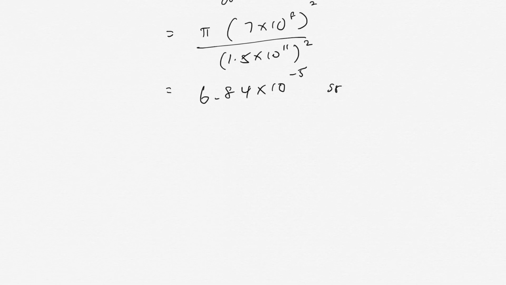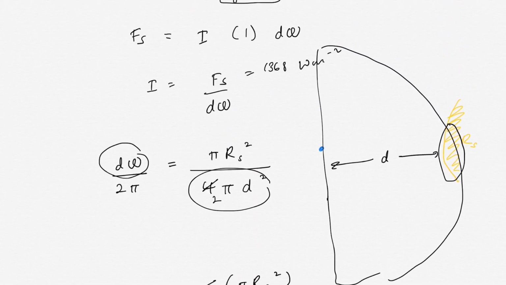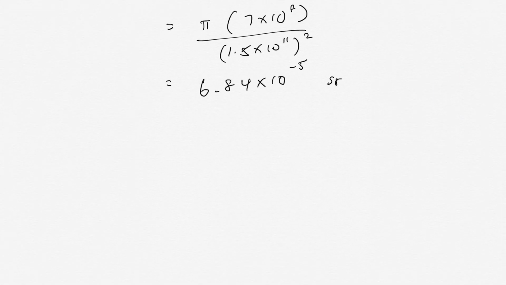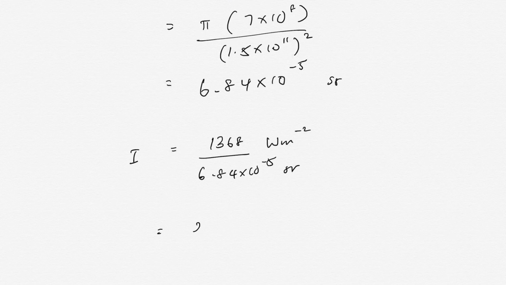Now we just substitute this value back into the above equation, this one, and we get 1368, which is in watts per meter square, divided by 6.84 times 10 to the power of -5, unit of steradian, and that will just give us approximately 2 times 10 to the power of 7 watts per meter square per steradian, or solid angle. So that is the intensity of the sun for every solid angle.